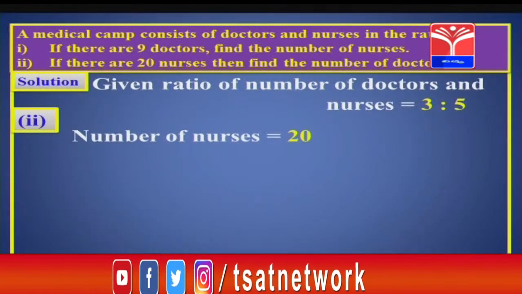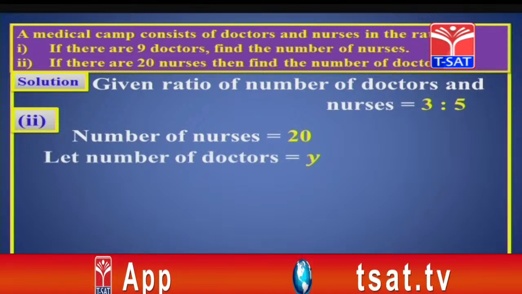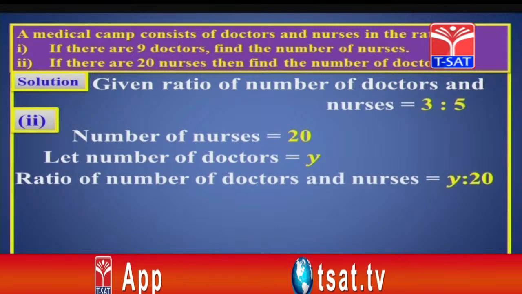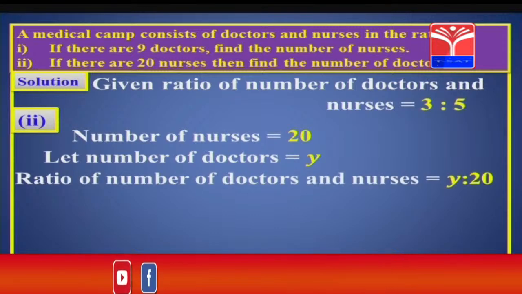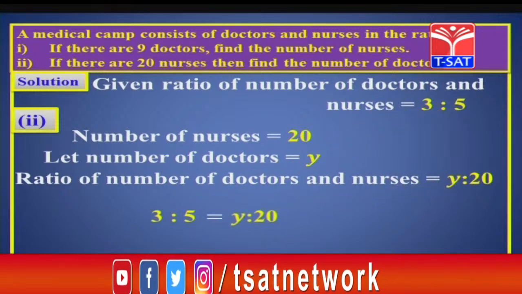So, the number of nurses is 20 in the second case, and we are going to find the number of doctors. Let us assume it as y. So, the ratio of the number of doctors to nurses is y:20. So, again here 3:5 equals y:20.